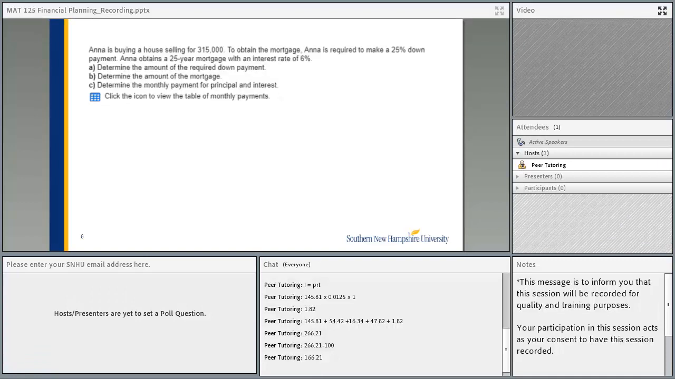Perfect. All right, so this one, Anna is buying a house selling for $315,000. To obtain the mortgage, Anna is required to make a 25% down payment. Anna obtains a 25-year mortgage with an interest rate of 6%. Part A, determine the amount of the required down payment. So let's start there.